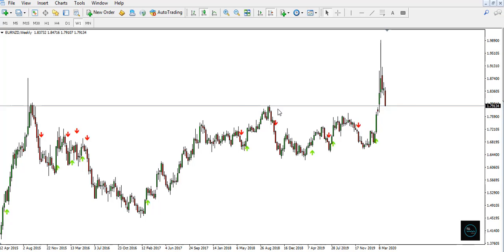But you can see that we are currently at an area of support. It was resistance here, now is support. So you have to watch out for things like this. The overall trend is bullish. Short-term trend is bearish. Okay.